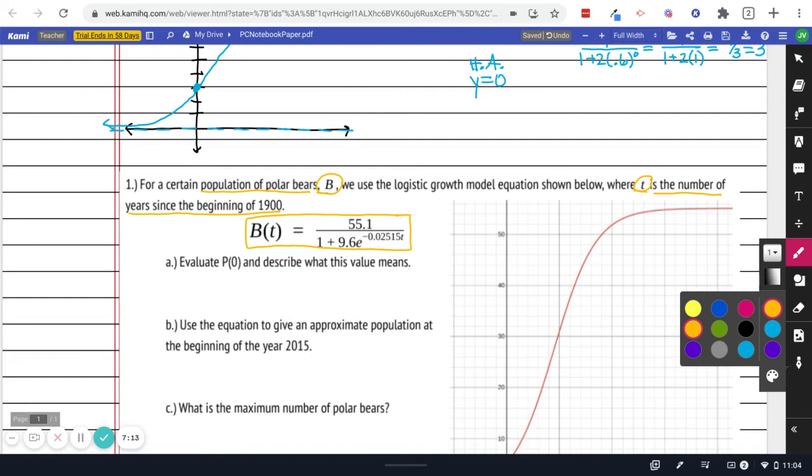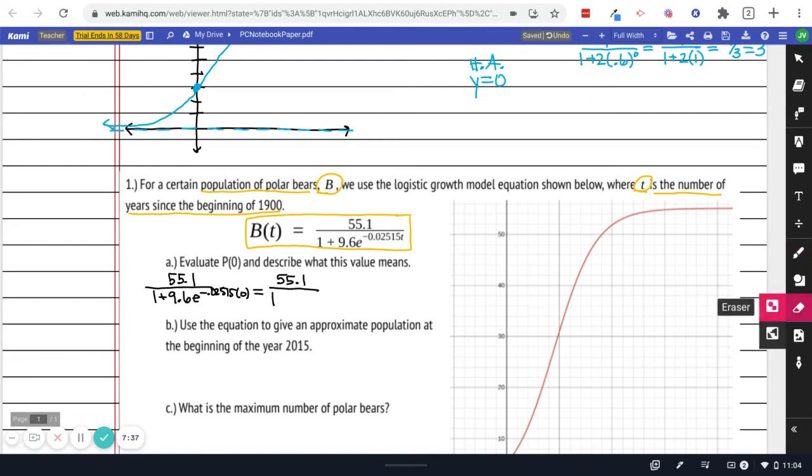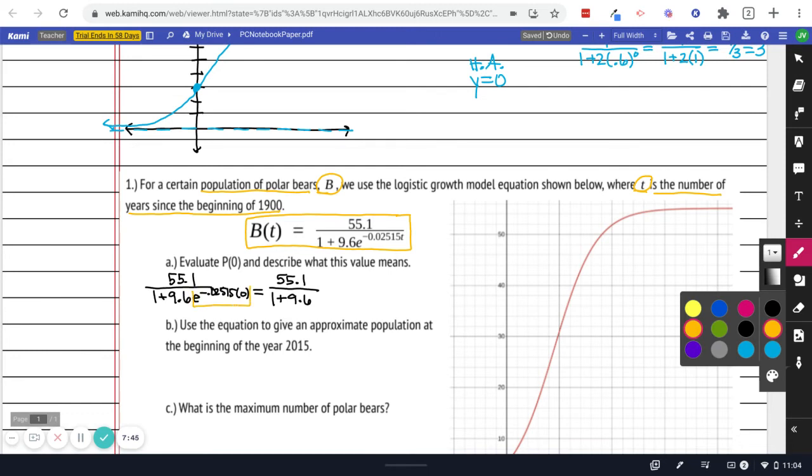Evaluate P of 0, right? So that just means I want to plug in 55.1 over 1 plus 9.6 e to the negative 0.02515 times 0. Anything to the 0 is just 1. So 1 plus 9.6, because all of this is being raised to the 0 right there, that just equals 1.